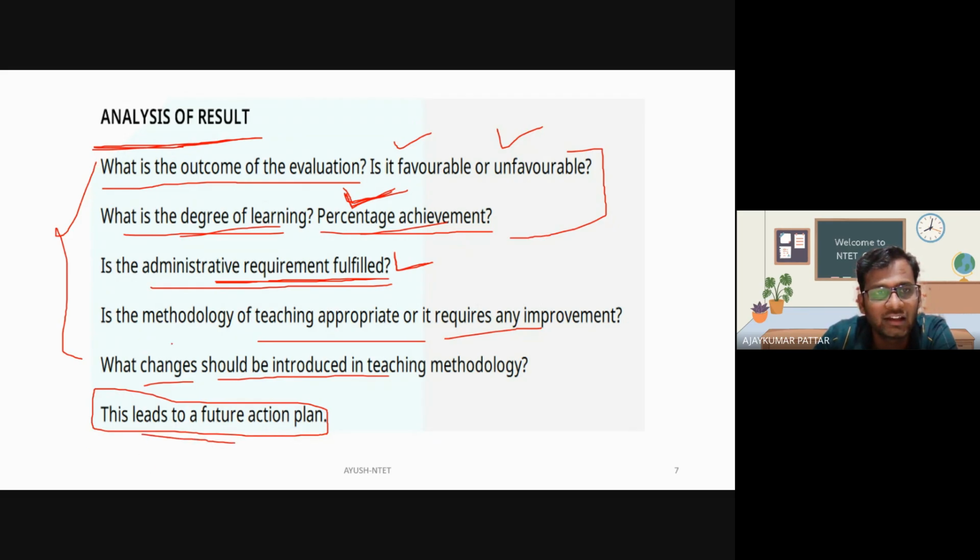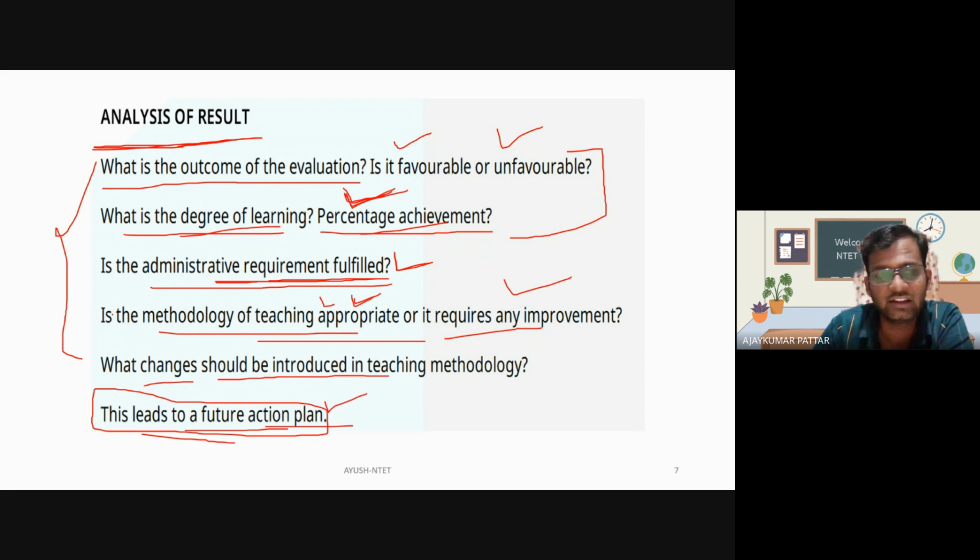If, when you analyze the result, the methodology of teaching is not appropriate for these students or learners, then we will lead to future action. We will change the methodology. If it requires improvement, then in the future action plan, we will improve the teaching method. That is the concept of analysis of result.